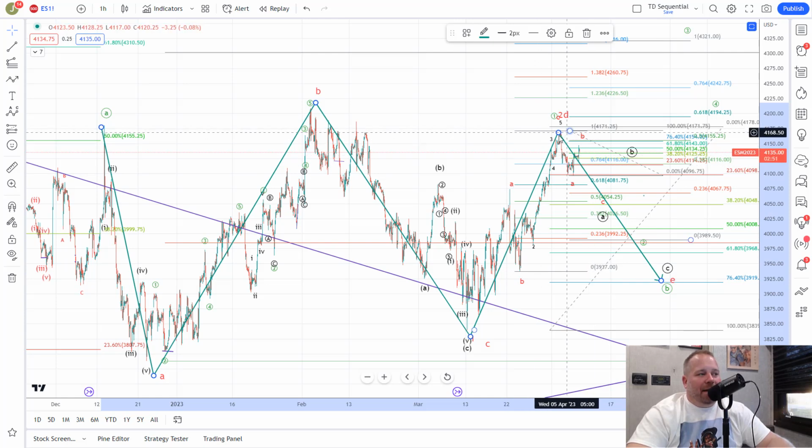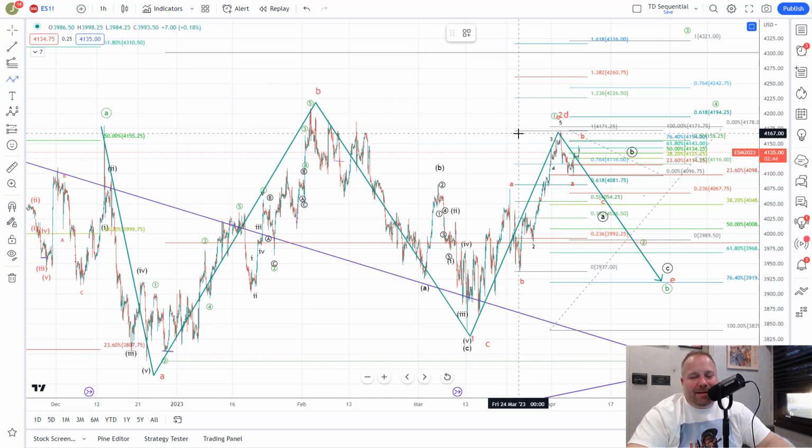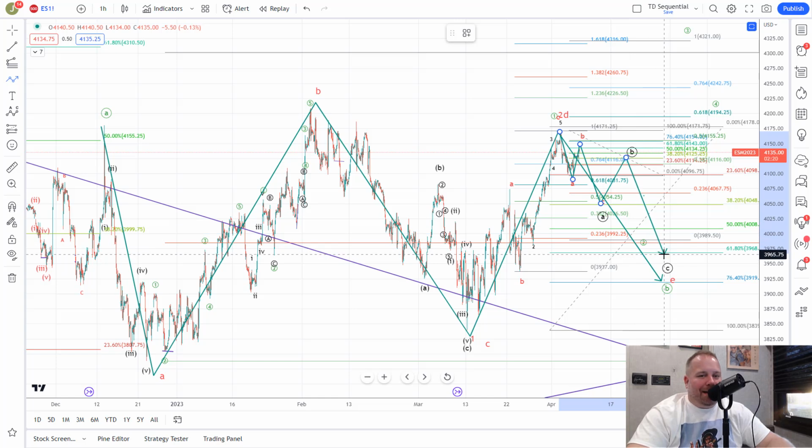So with that, if they're starting this pullback in E, which is our primary path, that pullback in E would take on an ABC shape, and those ABCs also break down into smaller versions of themselves. So we would have the A wave, this red A, of this bigger black circle A here. We'd have the A wave down, the B wave up, and then we'd look for C down toward that 4050 area. Once we get to that area, we'd look for another bounce in the B wave back up toward the 4100 or so area, and then a C wave down that will tell the story of where we're at in the counts, because we have two counts that look very similar.